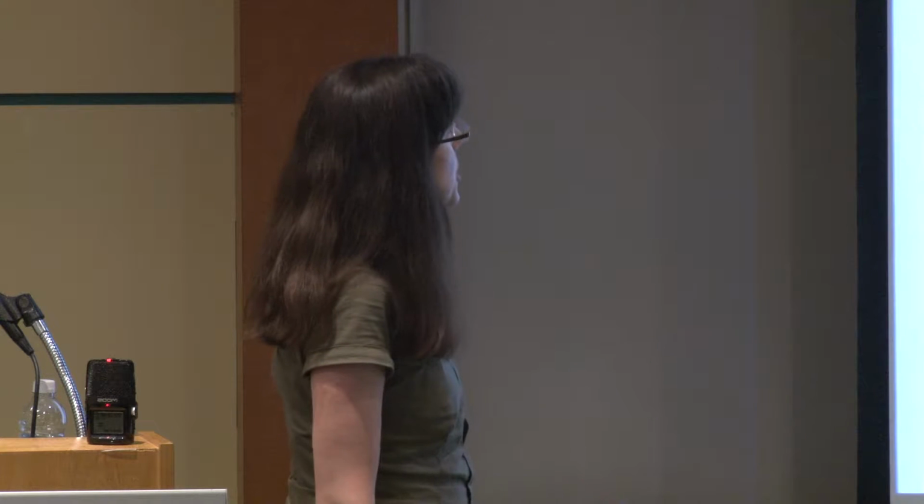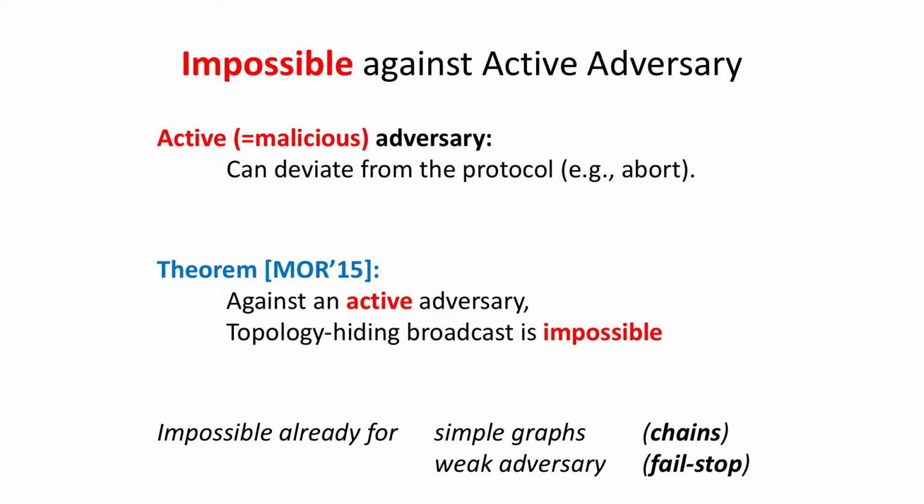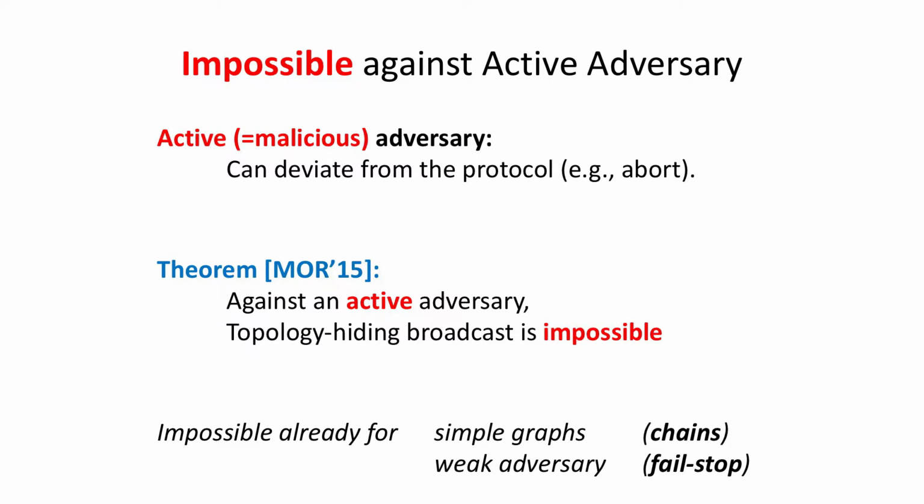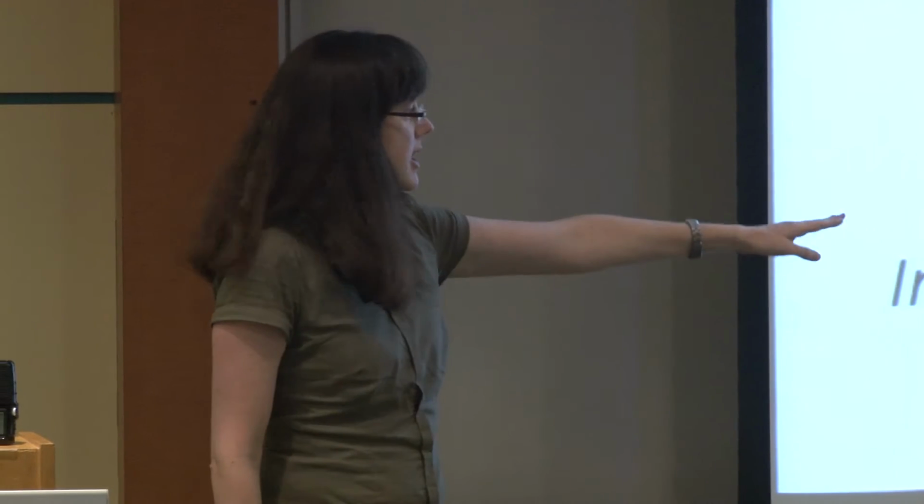were addressed already by the work of Moran et al. And they showed 2 very strong results: an impossibility result and a feasibility result. The first result they show is that against an active adversary, topology hiding broadcast is just impossible. Where active means that the adversary can maliciously deviate from the protocol, say abort. For a specific topology, I'm assuming, not for the complete graph. They show it's impossible already for very simple graphs. They show it for a chain graph, a very simple graph, and for a very weak adversary, a fail-stop adversary. It suffices just that you can abort, and already you can't have topology hiding broadcast on a chain.